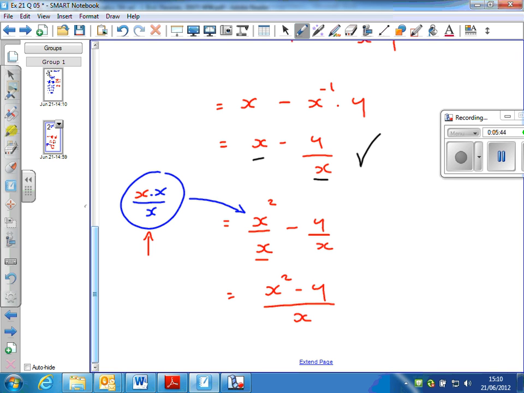Now they're both divided by x, so I can combine them. So that too is another way of writing the same thing. Both are equally valid answers, but there may be times when you want it in the second form. It's all about practicing these little rules of algebra.